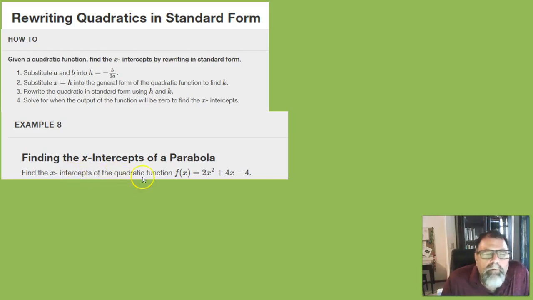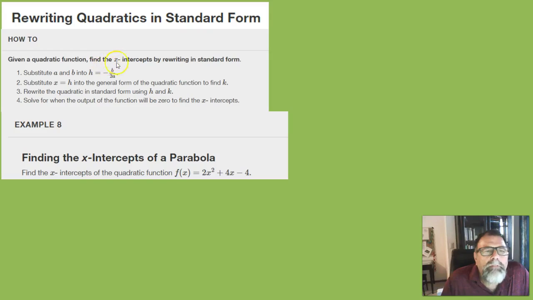Find the x-intercepts of the quadratic function f of x is equal to 2x squared plus 4x minus 4. And they're going to use a different technique. I don't know if I'm a fan of this technique, but I'm going to show it to you the way the book does it. So here's the technique.